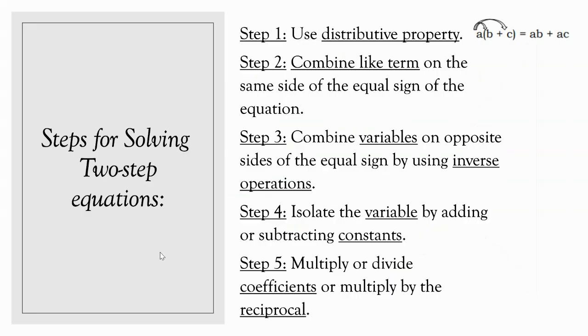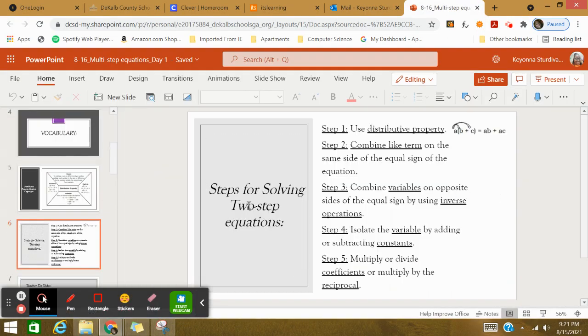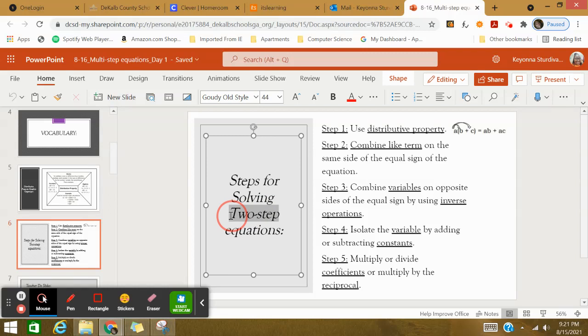Here are the 5 steps for solving equations. And I just realized this is supposed to say multi-step, so I do apologize. But this is supposed to be steps for solving a multi-step equation. Okay, so step 1, it says use distributive property, and I gave you an example here. Step 2, it says then combine like terms on the same side of the equal sign of the equation.